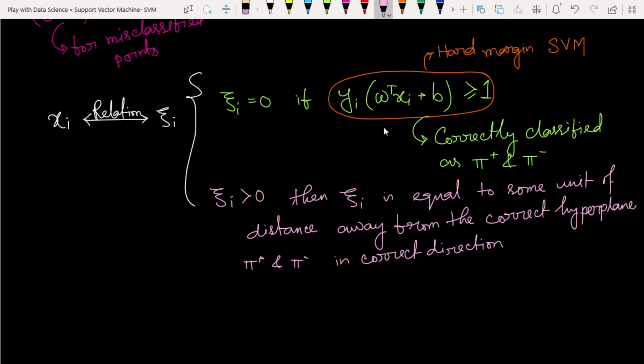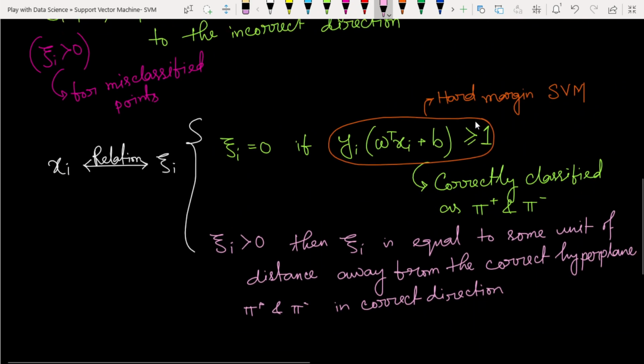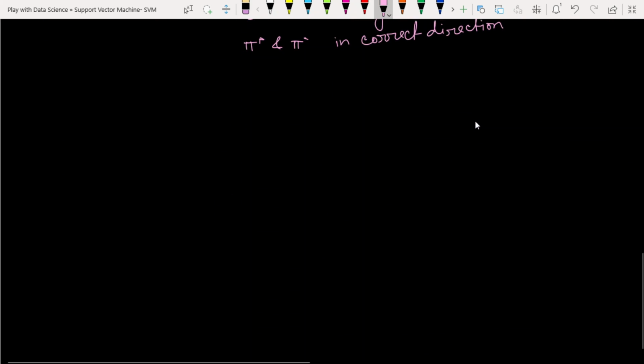This thing we have seen in hard margin. If we include this in these equations, then these equations will become our soft margin SVM. So before writing the soft margin equation, I want to show you one formula. I already discussed it in a previous lecture, but I am revisiting this.